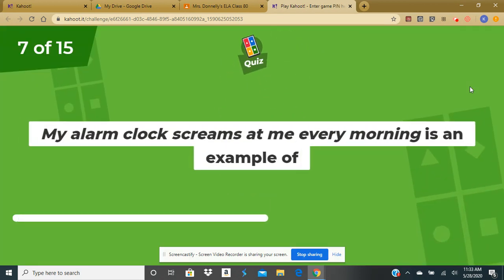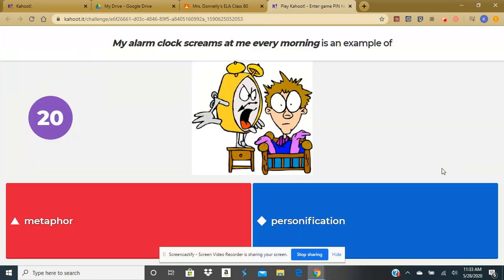My alarm clock screams at me every morning is an example of. I remember this from yesterday's lesson. This was one of our examples. So I'm going to look on my note sheet. This would be an example of personification.